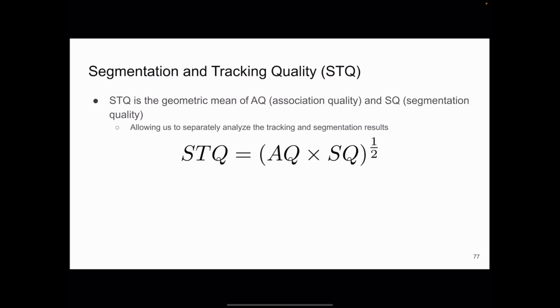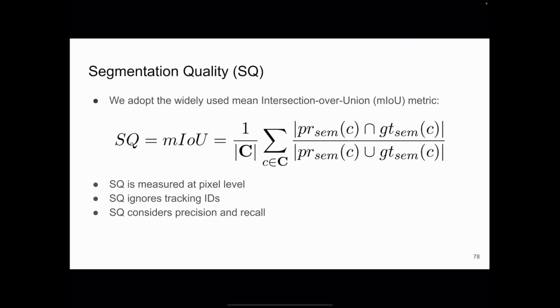Therefore, we propose the evaluation metric, segmentation and tracking quality, STQ. STQ is the geometric mean of association quality, AQ, and the segmentation quality, SQ. This allows us to separately analyze the tracking and the segmentation results. The segmentation quality, SQ, is the widely used mean intersection over union (mIoU) metric. SQ is measured at the pixel level. It ignores tracking IDs and considers both precision and recall.